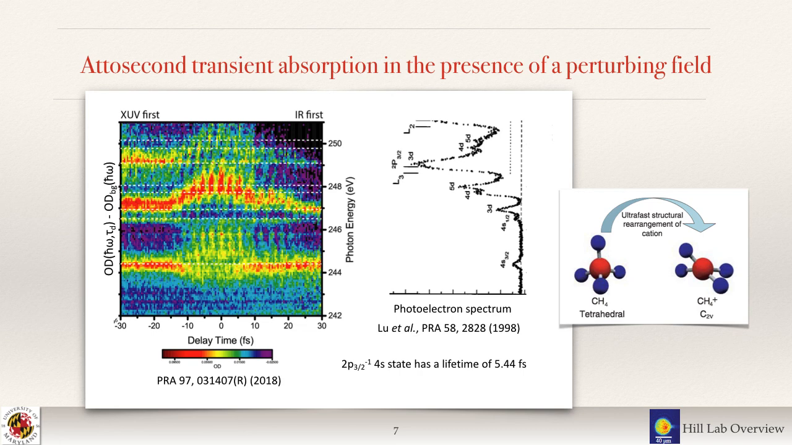For example, in CH4, it's well known that if you remove one of the electrons, you ionize a valence electron, which you can do with the IR pulse, then the shape of the molecule changes from this tetrahedral to a plane. And that's what we want to look at because it's never been observed directly before, because the shape change is very, very fast. And we are setting up to do that right now.